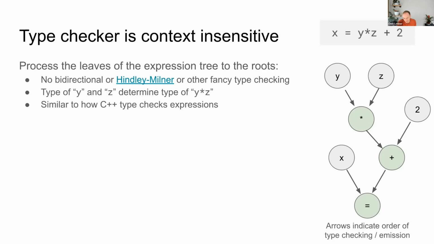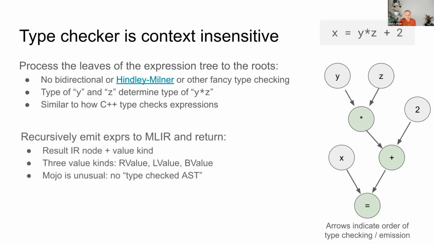In the case of Mojo, what happens is you take an expression tree that comes out of the parser. That's a different talk. When you say I have Y and I have Z, how do I type check Y times Z? I go look at the type of Y and Z, I do whatever I'm going to do, and then I emit IR. Mojo is pretty unusual as far as compilers go in that it doesn't generate a type checked AST. In fact, it doesn't really generate an AST in a traditional sense. And so it uses MLIR for the representation of all the stuff, including the types, which is unusual.